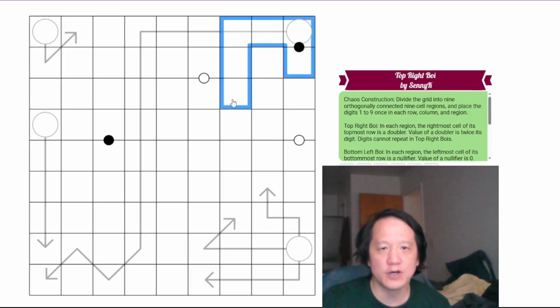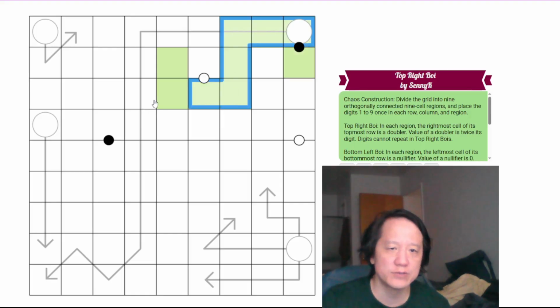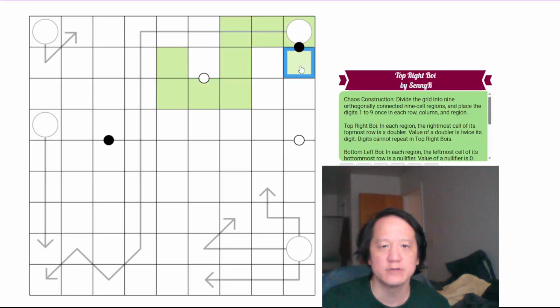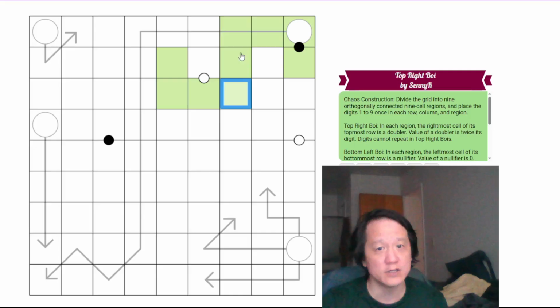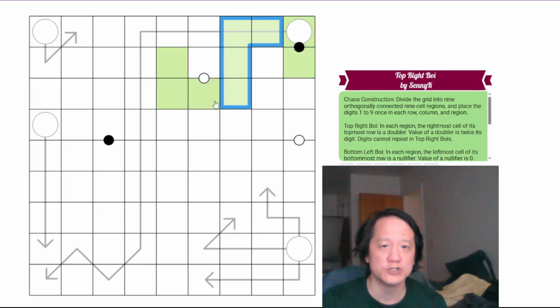What is an orthogonally connected region? It's a region where you can go from any cell in that region to any other cell in that region just by going through edges, all while staying within the region. So, for example, we have this as a valid orthogonally connected region because you can go from any cell in this region to any other cell in this region just by going through edges, all while staying within the region.